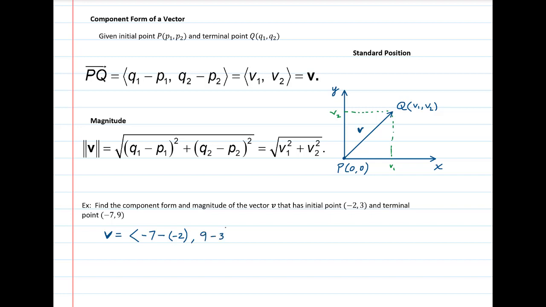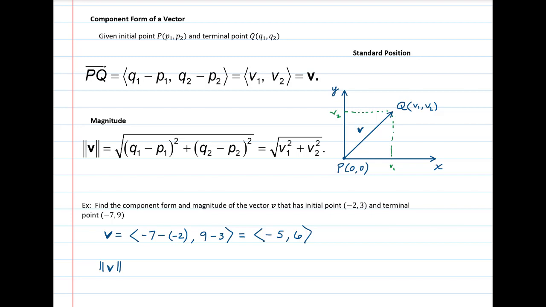Again, calculating the difference there, the x coordinates and the y coordinates, and putting that in triangular brackets, we get that vector v is going to be equal to -7 minus -2, 9 minus 3, and that's equal to -5, 6 in triangular brackets.